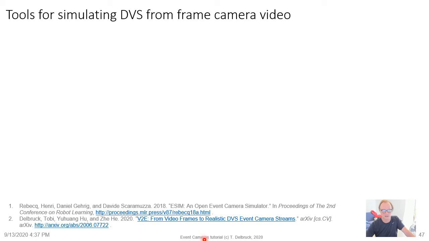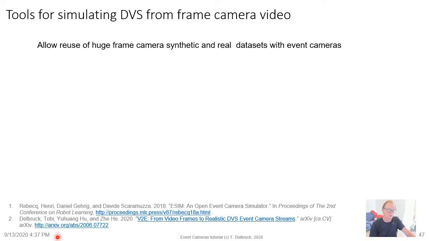And so we took a cut at that recently too, in this paper, V2E, from video frames to realistic DVS event camera streams. And in particular, our simulator is the one that really incorporates accurate pixel non-idealities. And so they allow the reuse of huge frame camera, synthetic and real data sets with event cameras.